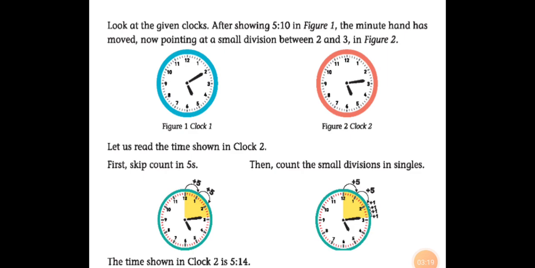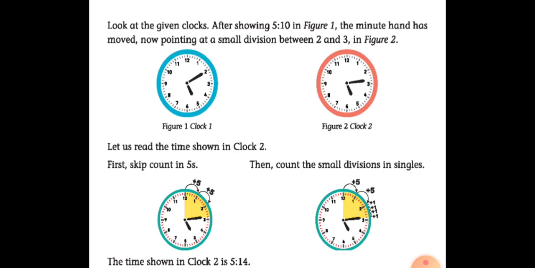Look at the given clocks. After showing 5:10 in figure 1, the minute hand has moved, now pointing at a small division between 2 and 3 in figure 2. Let us read the time shown in clock 2. First, skip count in fives. Can you see how they have skip counted in fives? From 12 to 1 it is 5, and then from 1 to 2, if you add 5, what is the answer? 5 plus 5 is?